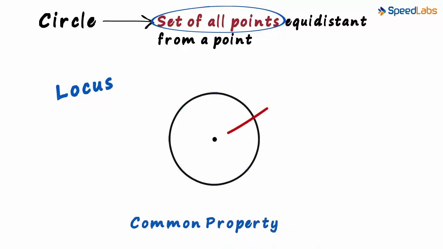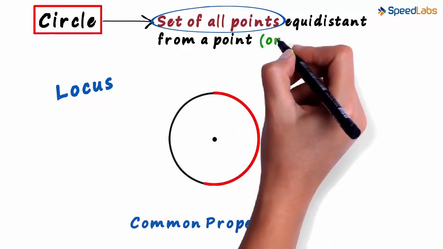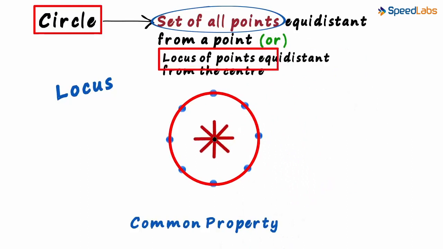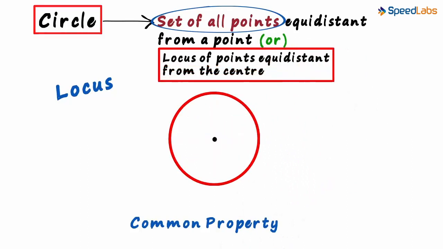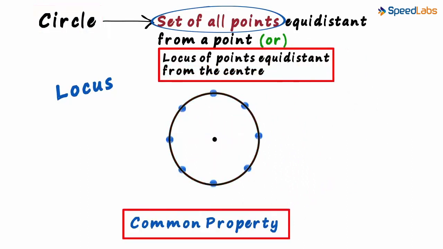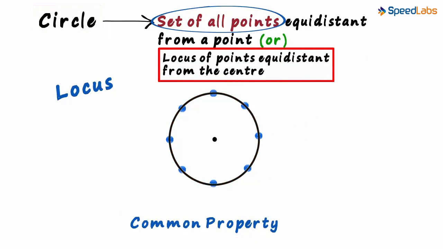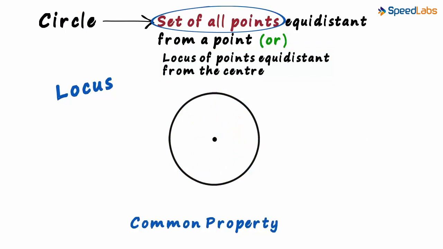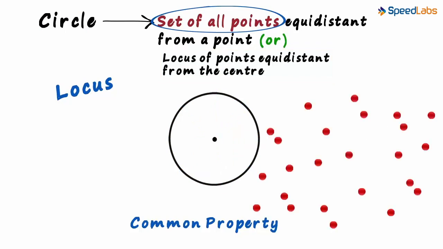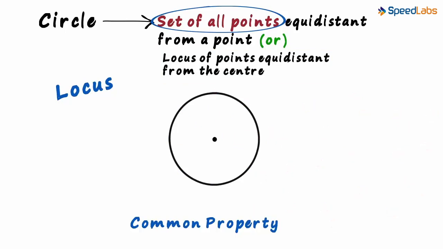So if this is the center, the circle is a locus of points equidistant from the center. That's the common property all these points share. They are all equidistant from one point. If I draw 1,000 random points which are not related to each other in any way, they cannot be called a locus. Let's understand another example of a locus.